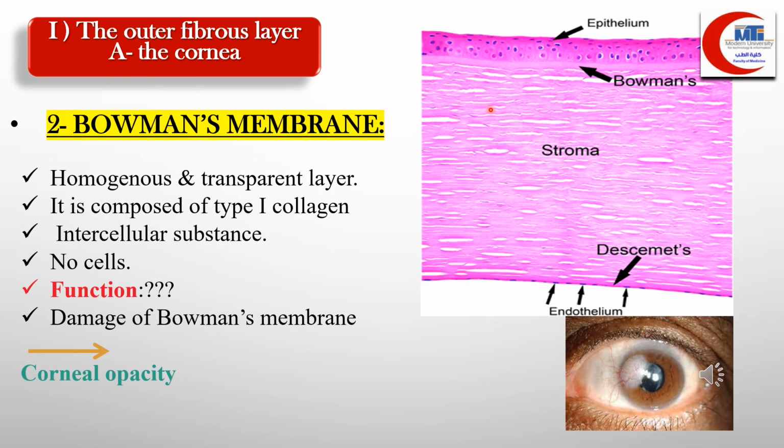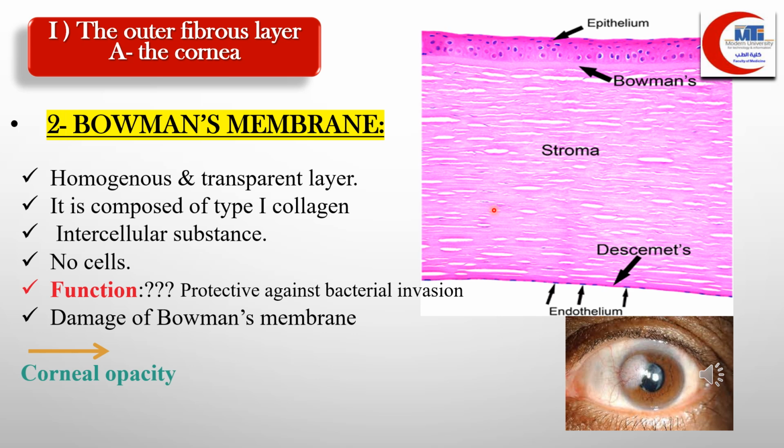The second layer of the cornea is the Bowman's membrane. This layer is a homogeneous non-cellular transparent layer composed of type 1 collagen fibers arranged in random fashion and also contains intercellular substance but has no cells. Bowman's membrane provides stability and strength to the cornea. It also acts as a protective barrier against trauma and bacterial invasion.